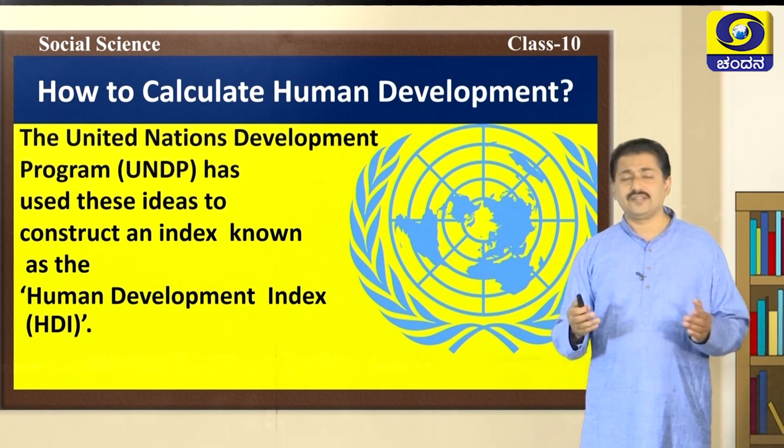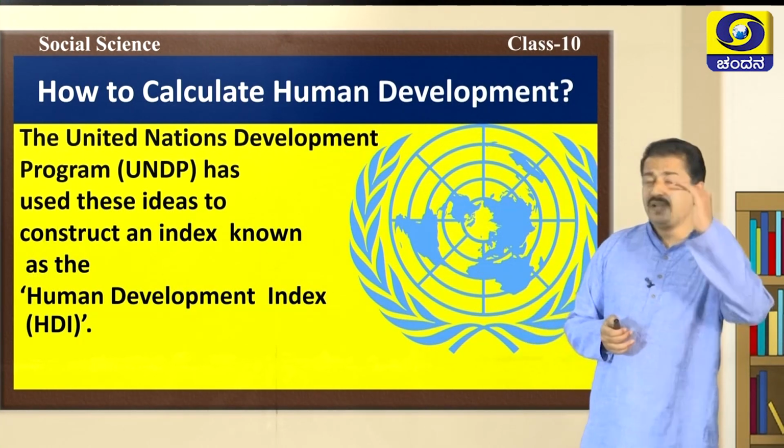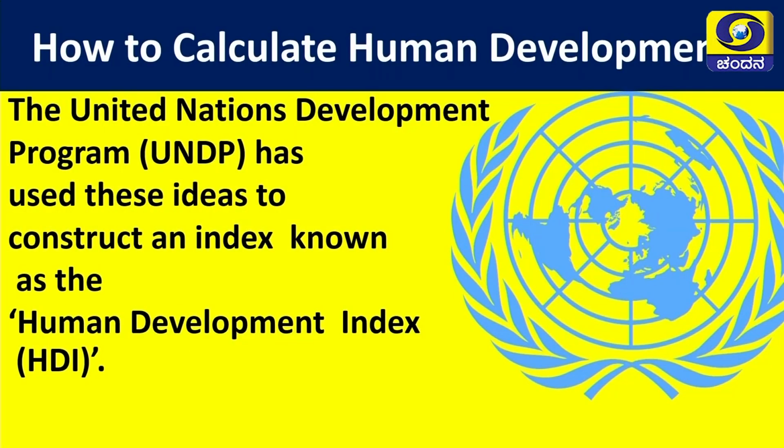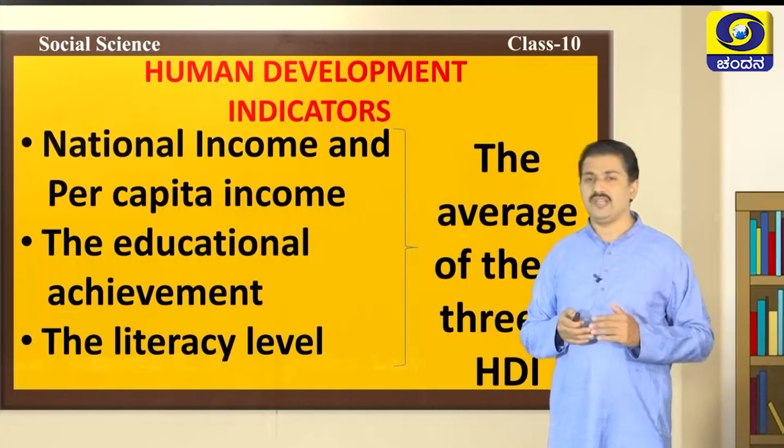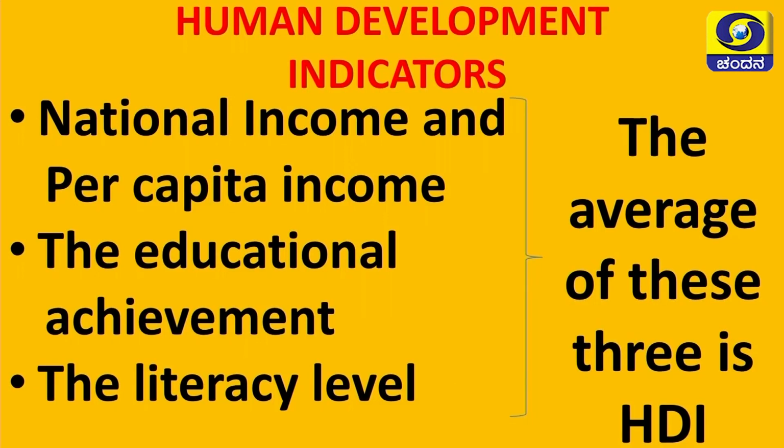How to calculate human development? Now I take you to the new topic called human development. What is human development? According to the United Nations Development Program, that is UNDP, they have used an index to know human development. What is that? That index is called the Human Development Index. In short, the acronym we use is HDI. What is that HDI? Human Development Index is shown here.